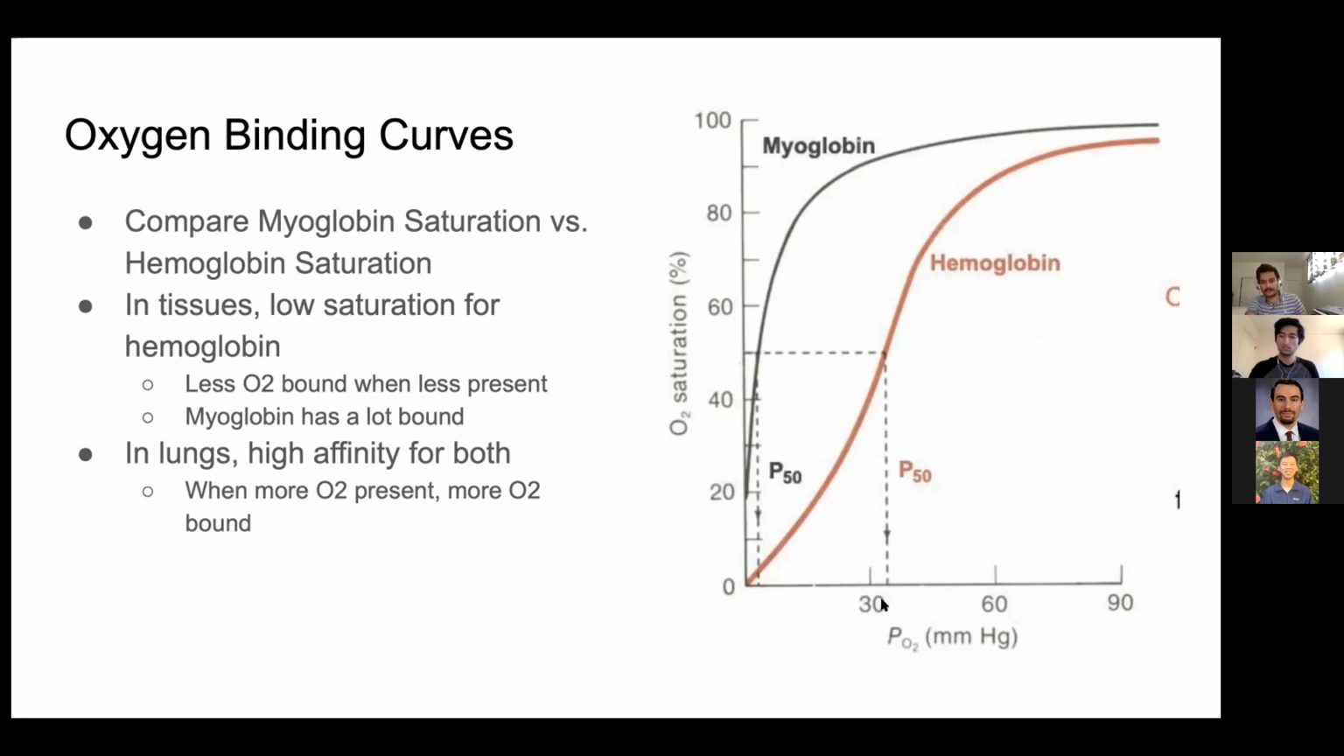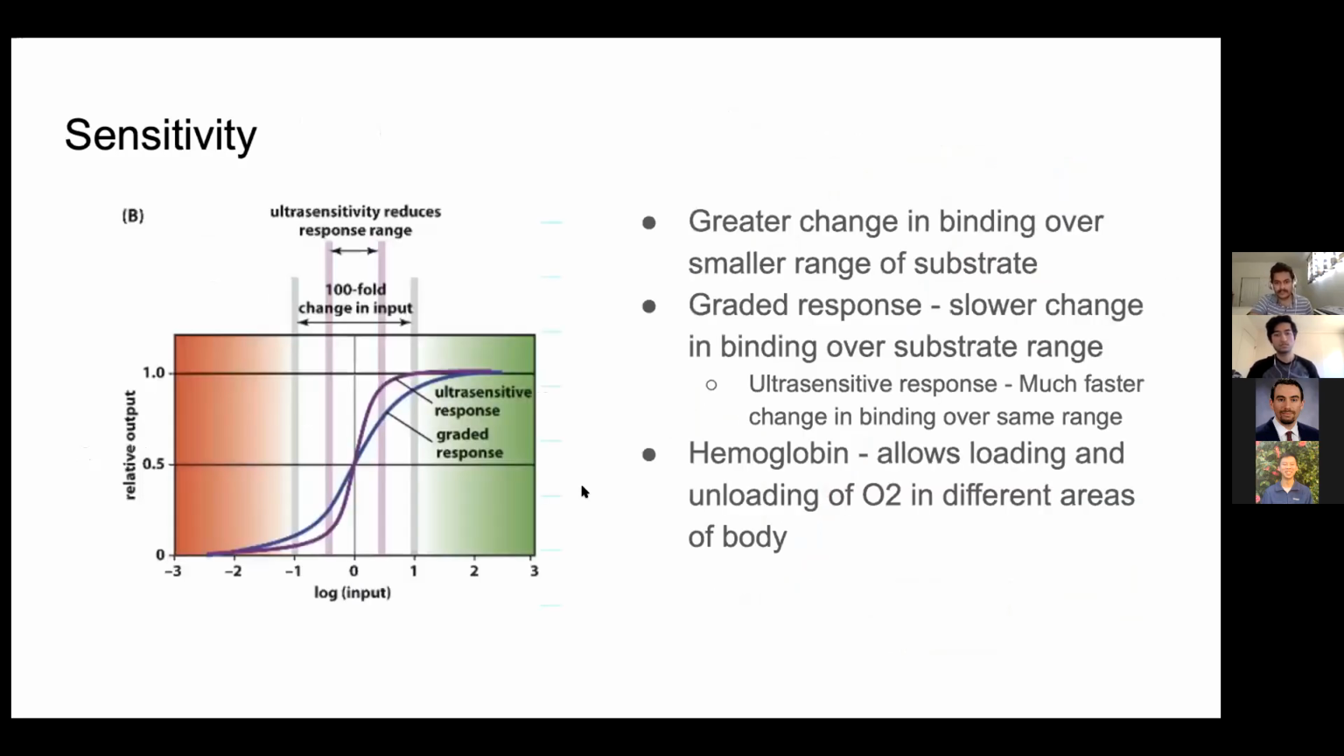So we'll say at these low partial pressures, that's the partial pressure of oxygen in the tissues. And at the higher range up here, maybe between 60 and 90, that's the partial pressure you'd find in your lungs. So what is this allowing? Or what's the point of this? The important thing to note is that hemoglobin, which is the purple curve here, has an ultrasensitive response, meaning it has a really large change in the amount of oxygen bound to it over a rather small change in the concentration of oxygen present.